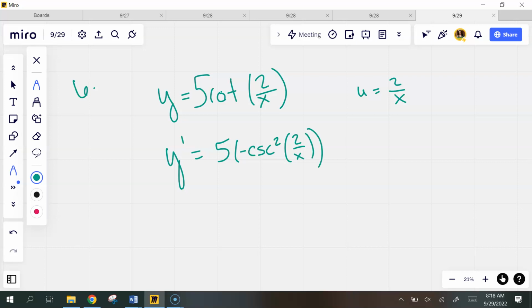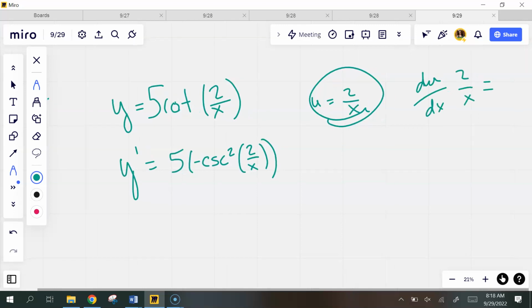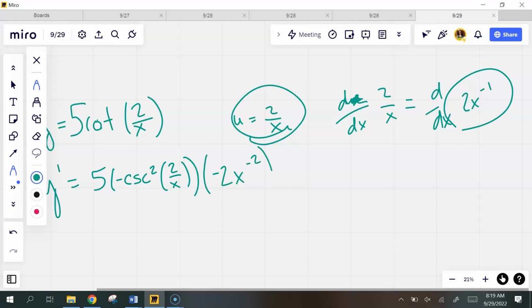But now I have to take the derivative of the inside, right? So the question is, if this is what's on the inside, what's the derivative of 2 over x? Which is really the derivative of 2x to the negative 1. That might help you some, right? So what is the derivative of this? Negative 2 x to the negative 2. Are y'all okay there?